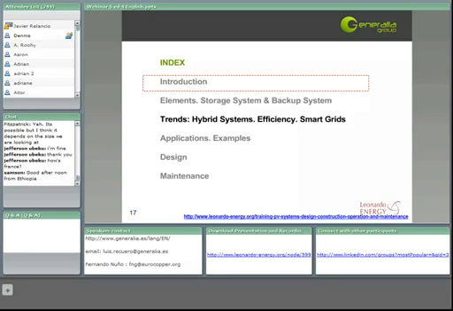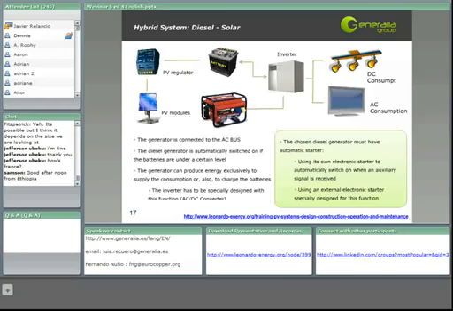Now, as I was saying, we are going to talk about the nowadays trends for this type of systems. We are going to start with the hybrid systems with diesel energy and solar energy. Here you have a diagram on how these kinds of systems work.